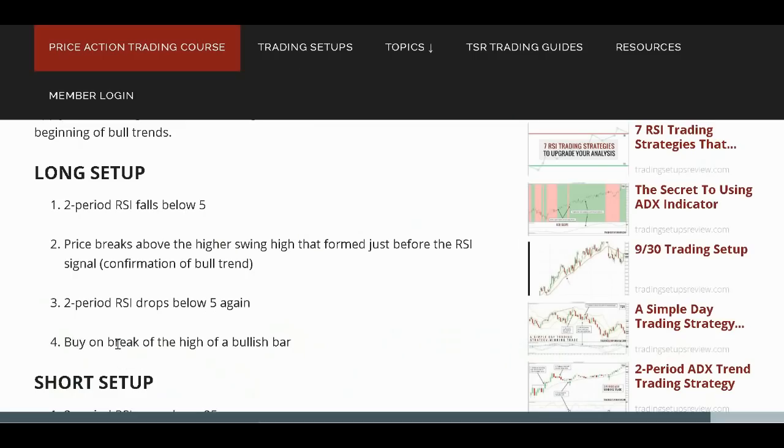You buy on the break of the high of a bullish bar. That's kind of a vague phrase there. I don't know. The break of the high of a bullish bar. Does that mean a big green candle or a big gap up? Not sure exactly what that means.